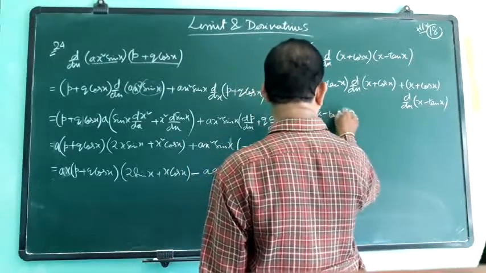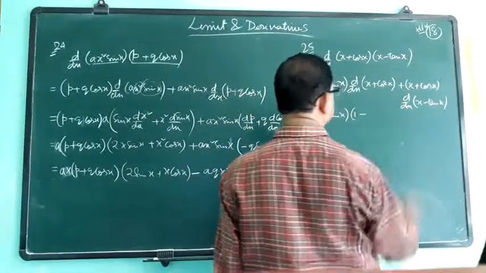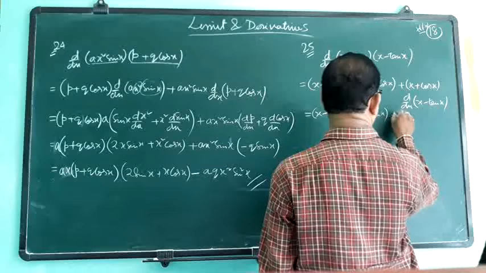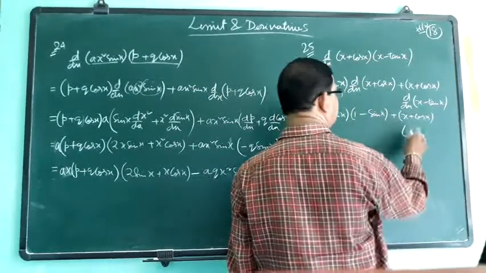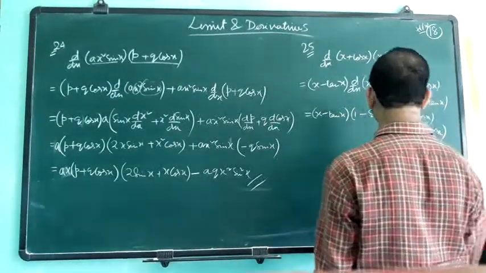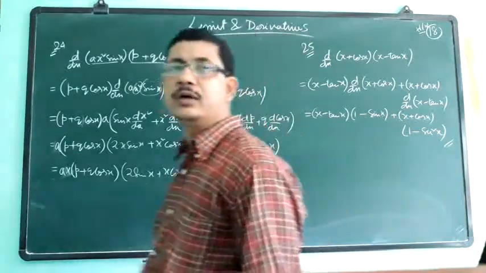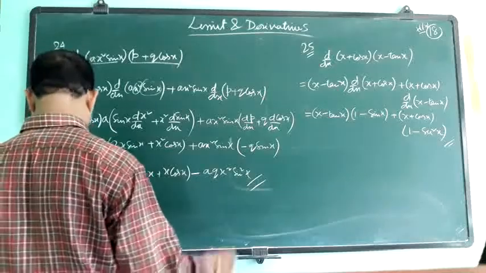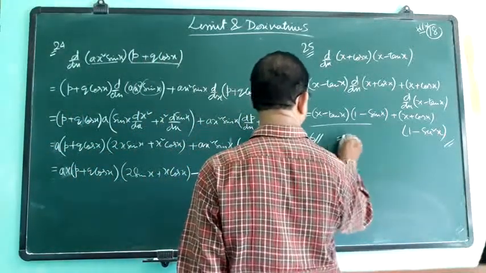x minus tan x. Differentiation of x is 1. Differentiation of cos x is minus sin x. x plus cos x. Then differentiation of x is 1 and tan x is sec square x. So this is our answer of question number 25. Then 26. Quickly I want to do question number 26 also.